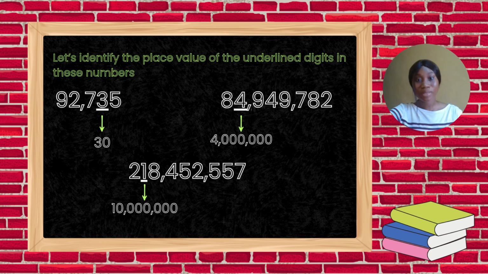218,452,557. So starting from the back, I have 7 in ones position, 5 in tens position, 5 in 500 position. Then I have 2 in thousands position, that is 2,000. I have 5 in 10,000 position, that is 50,000. I have 4 in 100,000 position, that is 400,000. I have 8 in the millions position, that is 8 million. Then I have 1 in the 10 millions position, so that gives me 10 million. So the value of 1 in this number is 10 million. So 1 times 10 million, and that gives me 10 million.